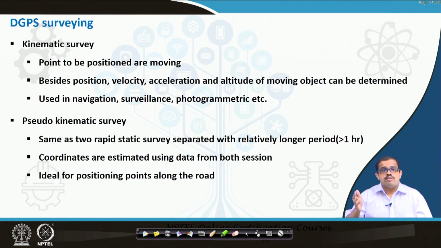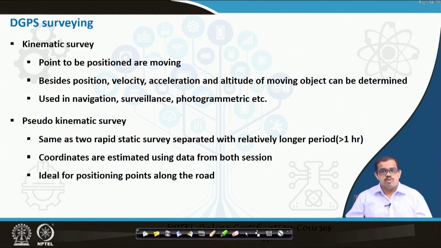But pseudo kinematic surveys are two rapid static surveys separated by a relatively longer period. The coordinates are estimated using the data from both sessions, ideal for positioning points along the road. So, normally these are for road positioning or navigation route positioning. They are between two static surveys separated by a relatively longer period, which is greater than 1 hour.